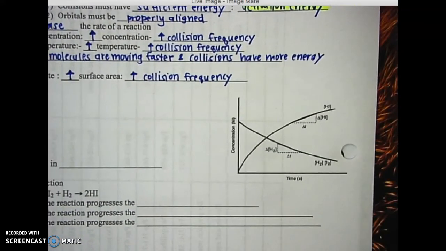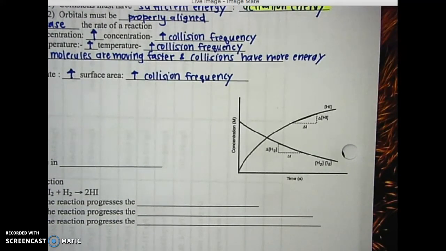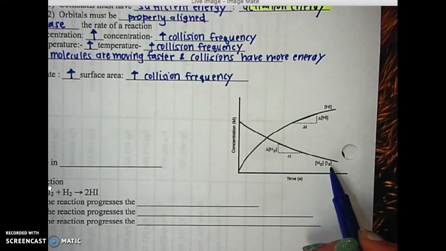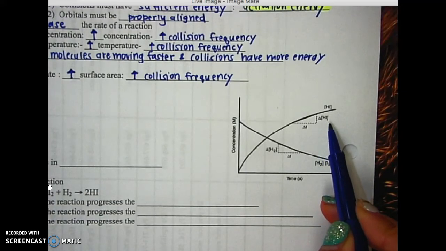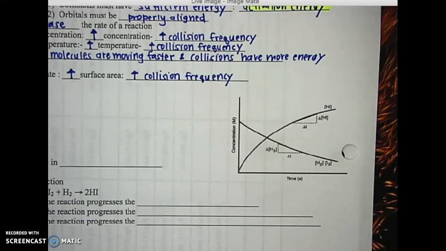And the second part that we're going to be looking at today is this little graph over here that you guys have in your notes. And the reaction here that you're looking at is actually dealing with hydrogen gas and iodine being created to make hydrogen iodide. And we'll look at this reaction together.